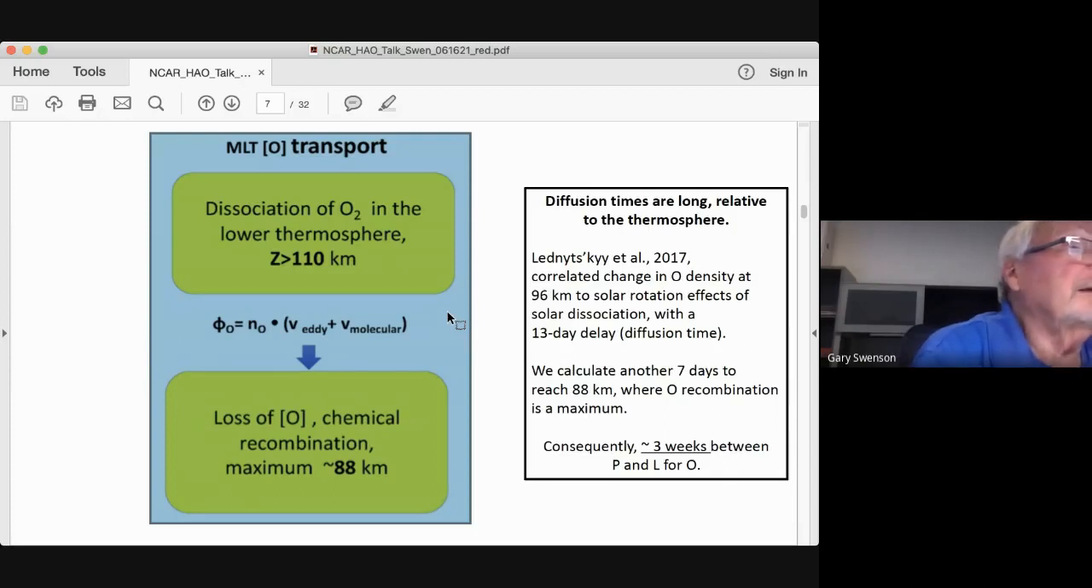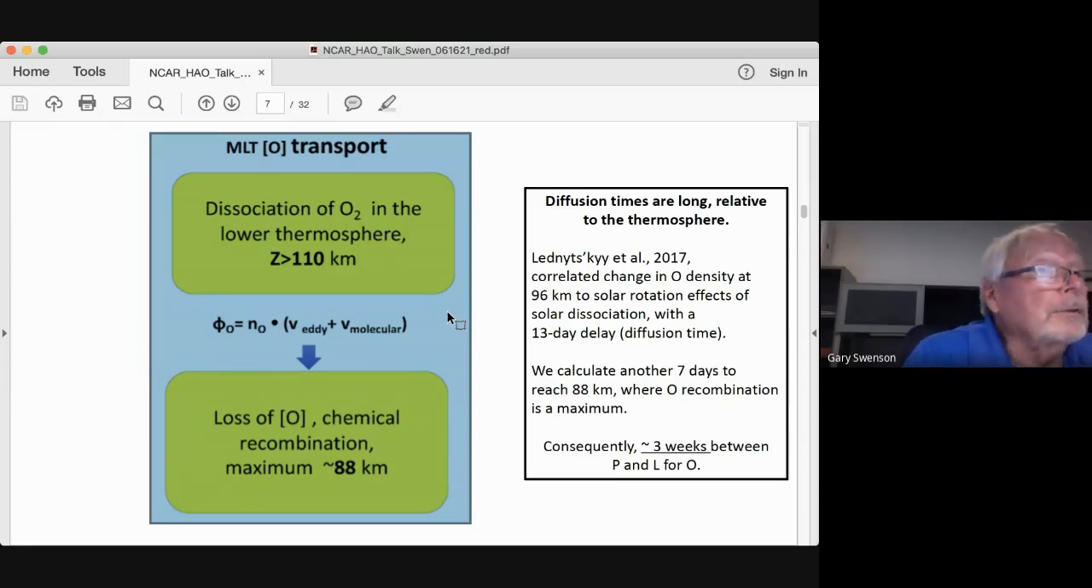Linetsky did a nice experiment using solar rotation in 2017, where he correlated the solar rotation of an active spot on the sun with an additional amount of radiation, then showing up down at the recombination region, or excuse me, first of all, at the green line altitude, which is about 97 kilometers, and found it was almost 2 weeks. We've calculated that it would take another 7 days to reach down to 88 kilometers, where it shows up at the altitude where recombination takes place. So this is a 3-week time period.